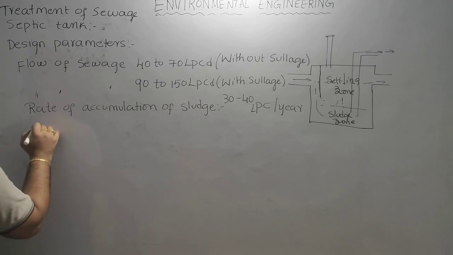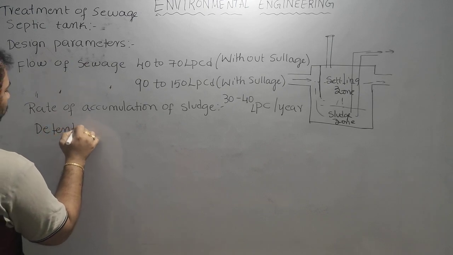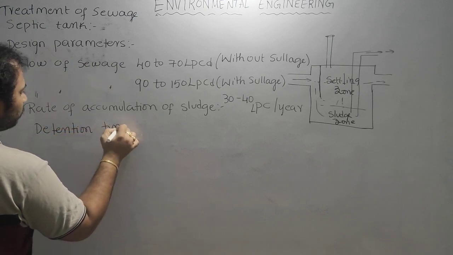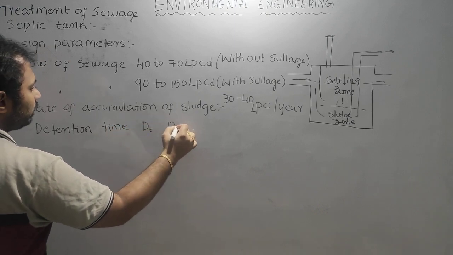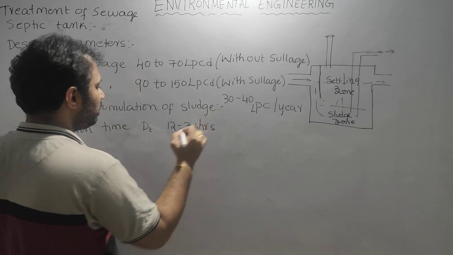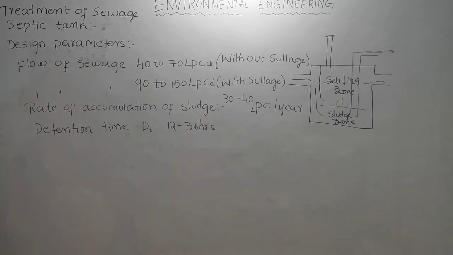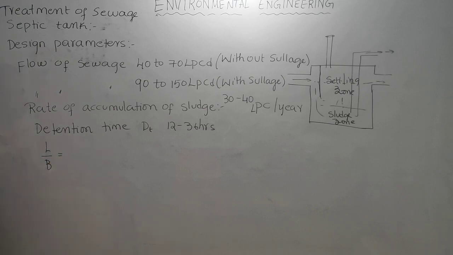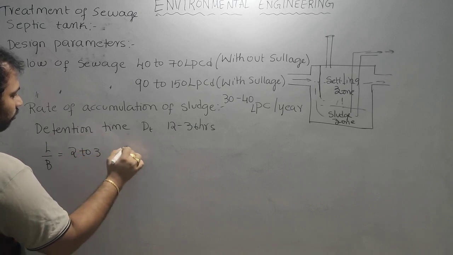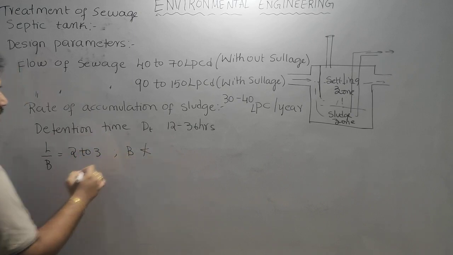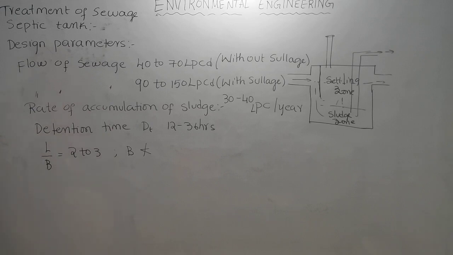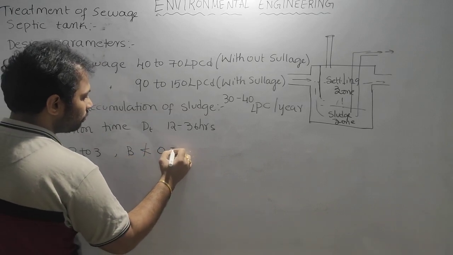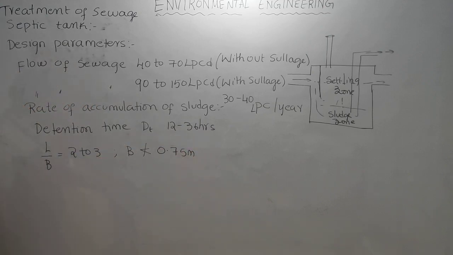Detention time is 12 to 36 hours. And the length to width ratio is approximately 2 to 3, and the width should not be less than 0.75 meter.